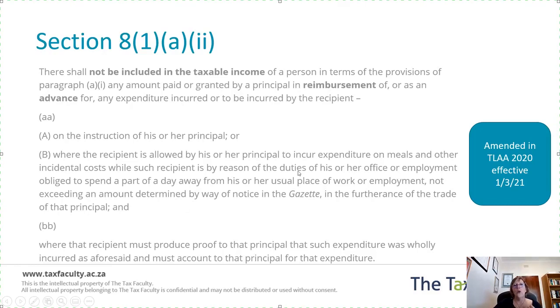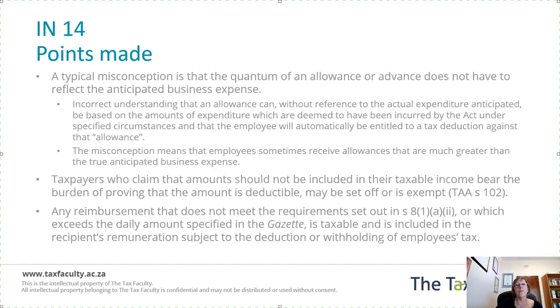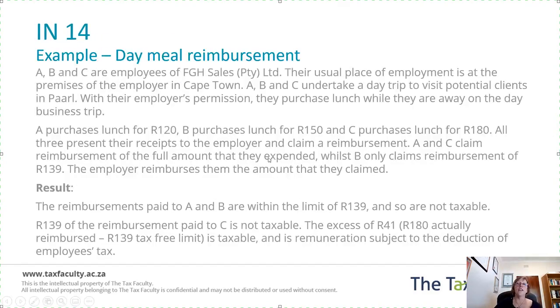Here we have the recipient allowed to incur expenditure on meals and other incidental costs while they are away from their usual place of employment for business purposes for part of a day, and they incur the expenditure in the furtherance of the trade of the principal. So they're actually acting as an agent of the employer here, and they claim their expenditure back. Then what is not taxable is up to the gazetted amount per day, which is 139 per day. So the reimbursement paid to A, 120, is tax-free, it falls within that limit.